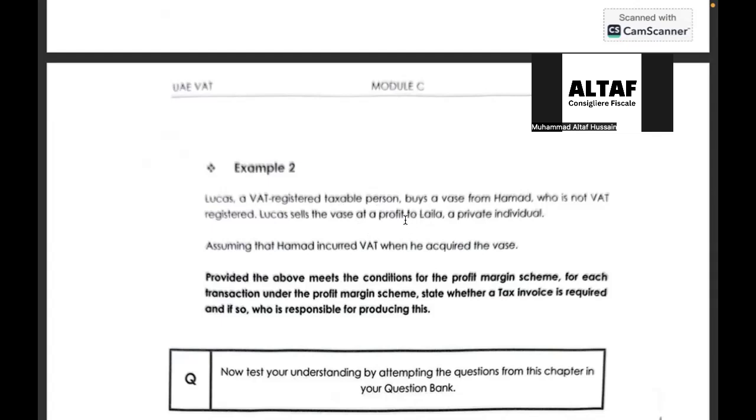That tax invoice will contain the sales price, the proceeds of sale from Leila, minus the cost that he incurred on purchasing that vase, and the difference will be the margin, which is inclusive of VAT. So there will be a reverse calculation. We will treat that profit margin as 105% of the value of supply, and then we will get the amount of VAT as well, and that will be included in the tax invoice.